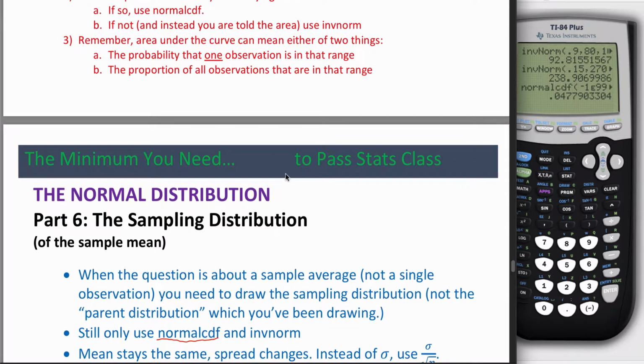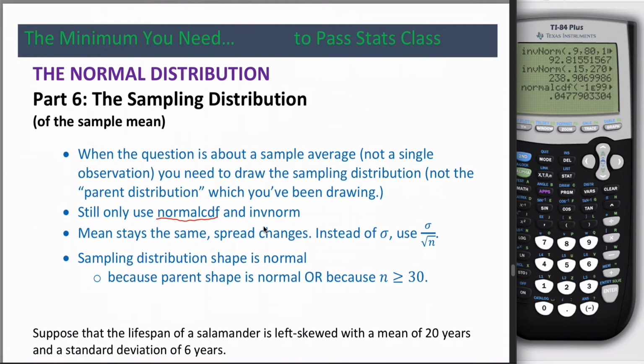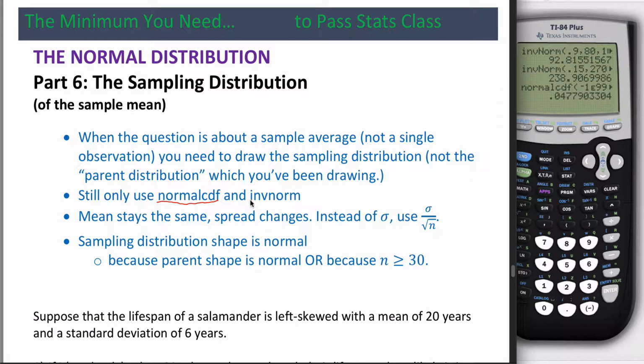So when we talked about the parent distribution, you could think about the area underneath the curve as representing the probability that one of your observations is in a given range. So let's see an example that we've done. Offensive linemen. If I asked you what's the probability that one offensive lineman weighs between 290 and 350 pounds, that's talking about the parent distribution.